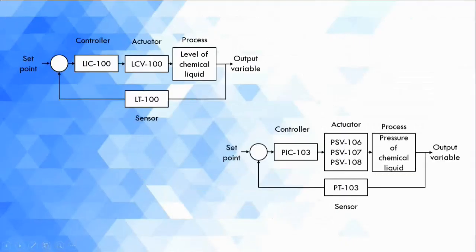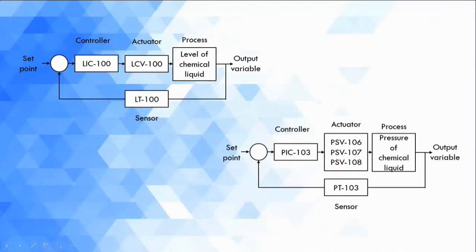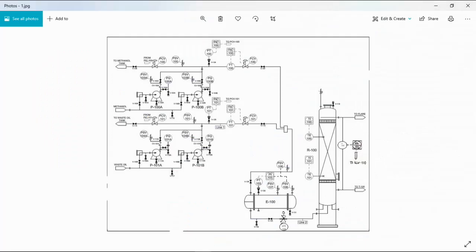The next is the LIC100 controller going to actuator LCV100, after the process the level of chemical liquid with the LT100 sensor. So the loop is around here. Okay, the last one is the PSC103 controller going to the PSV106, 107, 108 actuators, after the process the pressure of chemical liquid goes to output with a PT103 sensor feedback. So the loop is around here.